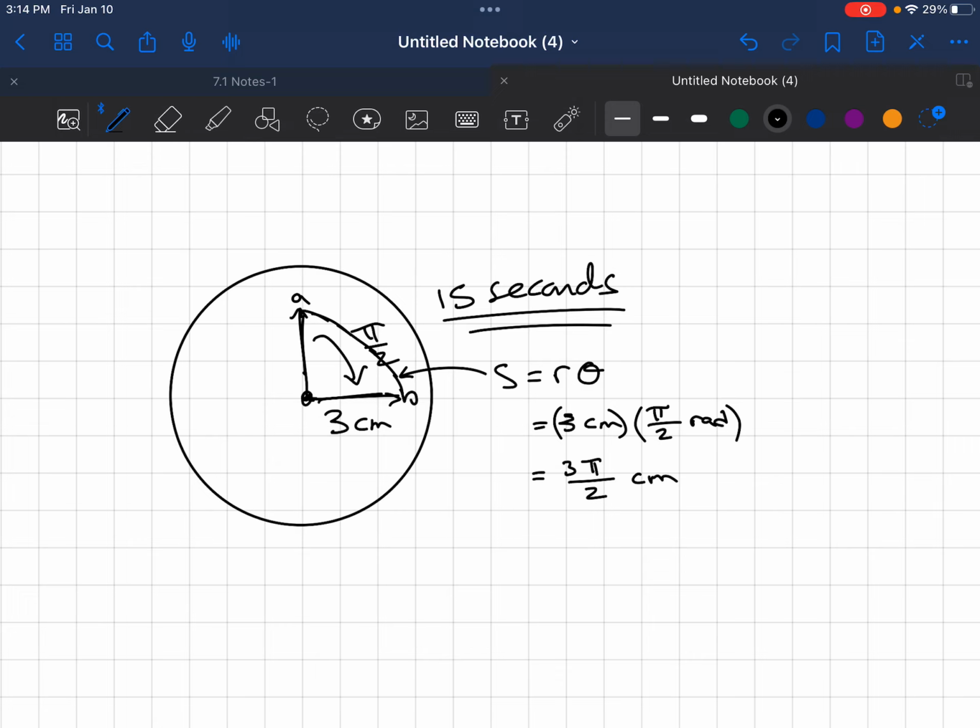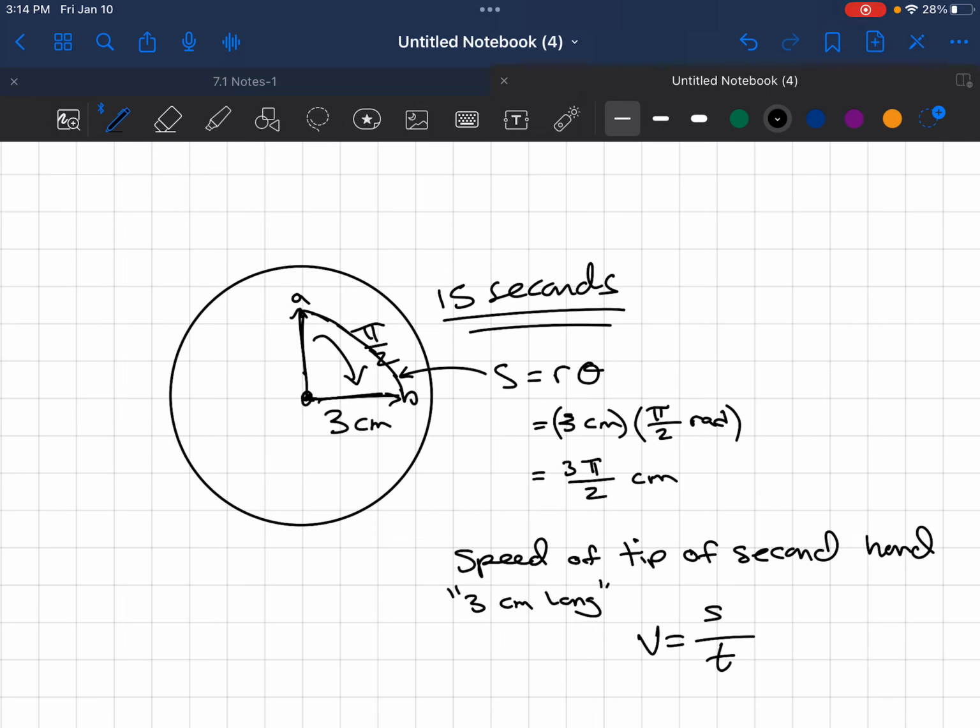So if we want to think about the speed of the tip of the second hand, then of course, it's important that it's 3 centimeters long, because if the second hand was longer, the tip of it would have to move faster to cover the same angle in the same amount of time. So the speed of a tip of a second hand 3 centimeters long is going to be, and we can call that the velocity, well, that's going to be how far it moved divided by how long it took.